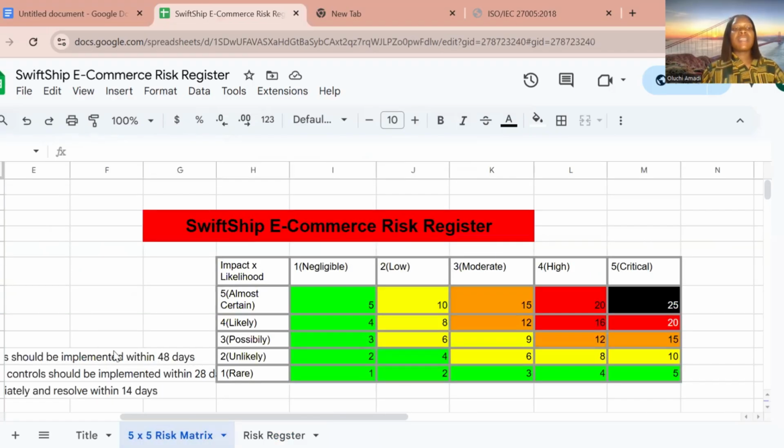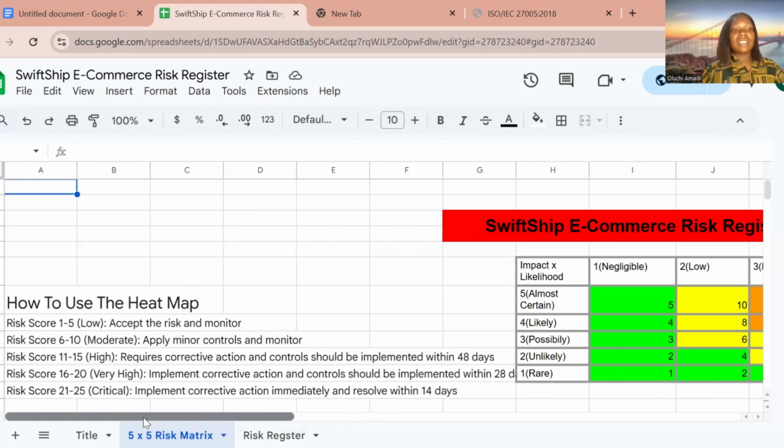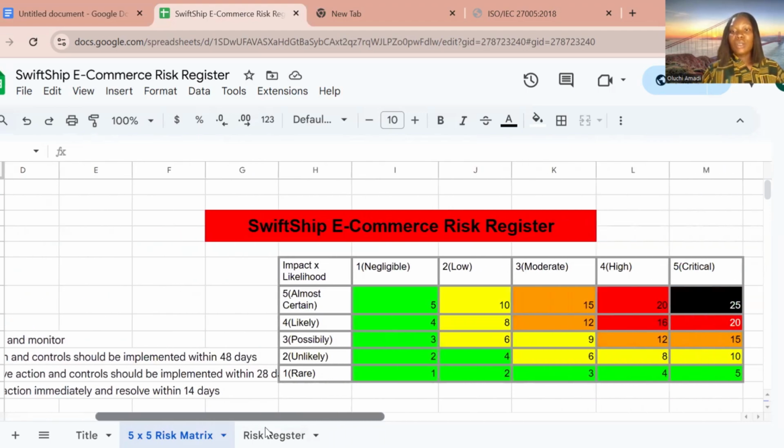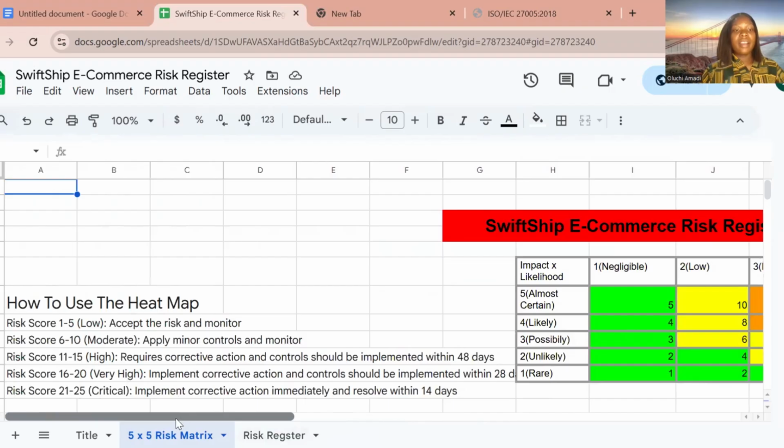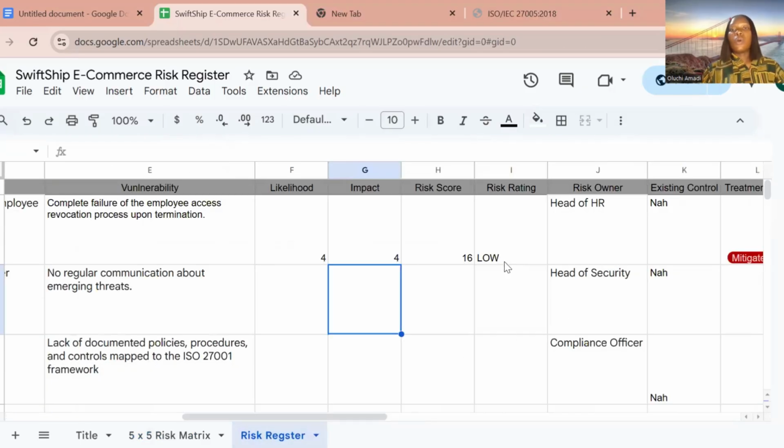And if you go to our risk matrix, we agree that 16 to 20 is very high, which is orange. And if it's very high, what are we supposed to do? We have to implement a corrective action, and controls should be implemented within 28 days. So this is a very high risk, so we need to mitigate it. So let me add very high.